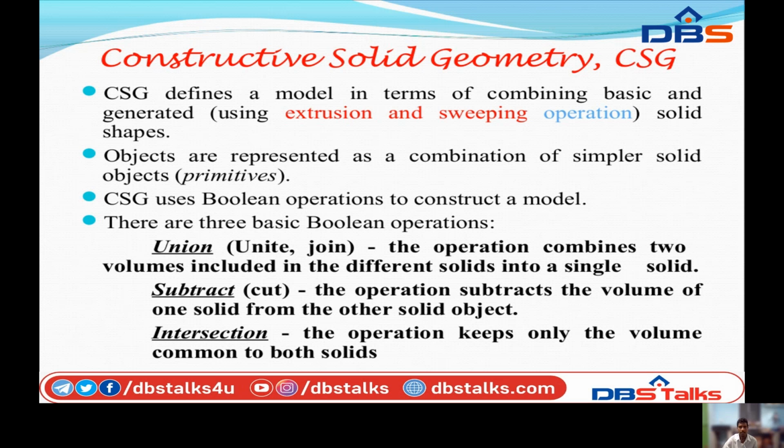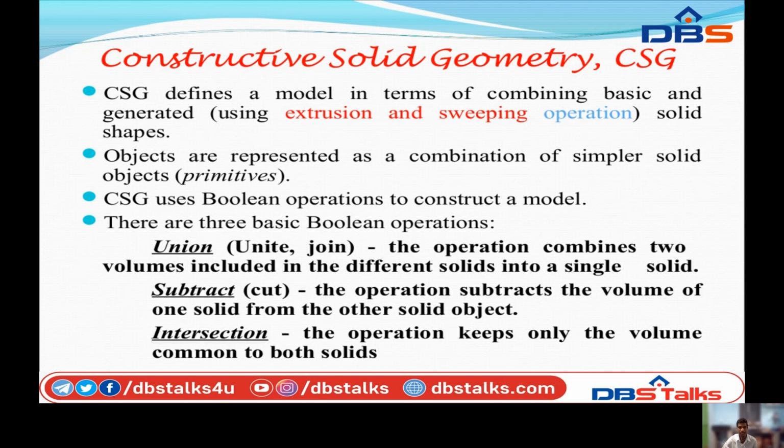We already know that union is nothing but uniting or joining. Here we are joining two volumes. I'm discussing based on volume: combining two volumes, that is, different solids, into a single solid. The operation is joining two volumes and converting them into a single solid.